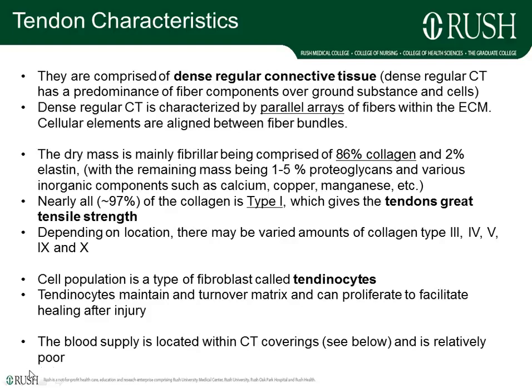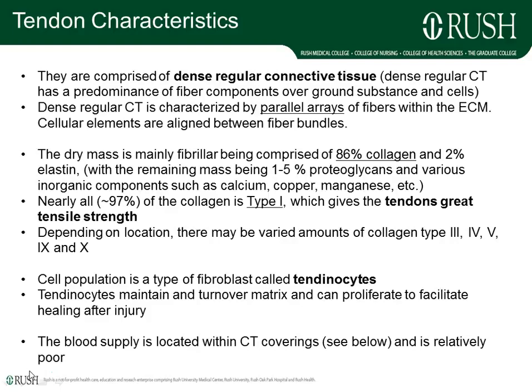What are the characteristics of those tendons? Well, as we learned when we studied general connective tissue, they are comprised of dense regular connective tissue. Remember that dense regular CT has a predominance of fibrillar components over ground substance and cells. Dense regular CT is characterized by parallel arrays of the fibrillar network within the matrix. The cellular elements are aligned between those fiber bundles. So as in all dense regular CT, the characteristics of this tissue is really determined by the matrix.